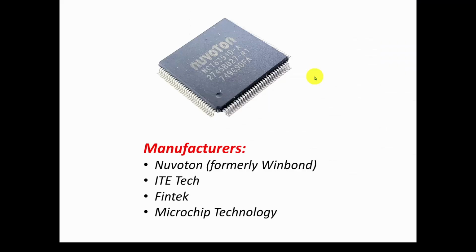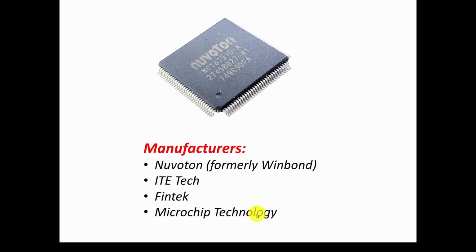So Super I/O, here is a photo of a Nuvoton Super I/O, and this is an NCT6791. It's a little bit different from our version, but you can look on your motherboard to find out what the model is and what the manufacturer is. It's going to be a chip that looks kind of like a CPU. It's got a lot of pins on it, and typically the manufacturers are Nuvoton, which used to be Winbond. You may see Winbond chips on your board. Also ITE Tech, FinTek, and Microchip Technology.